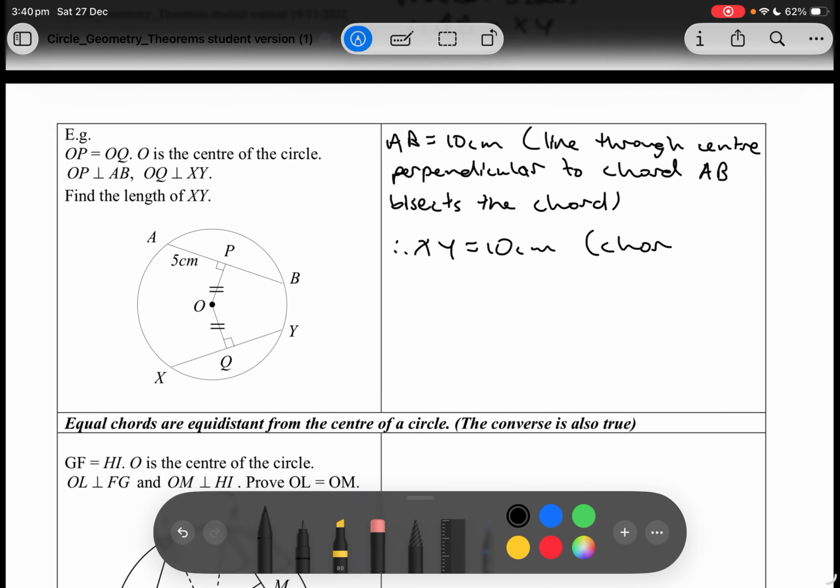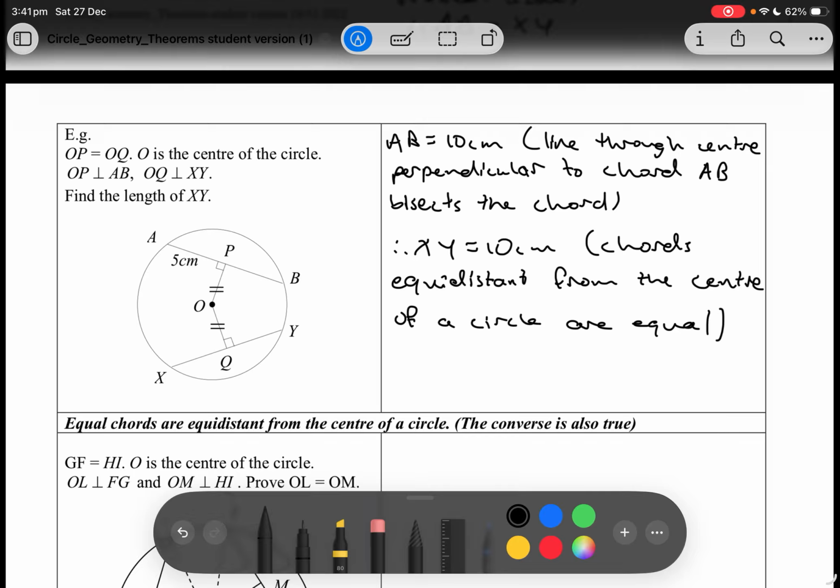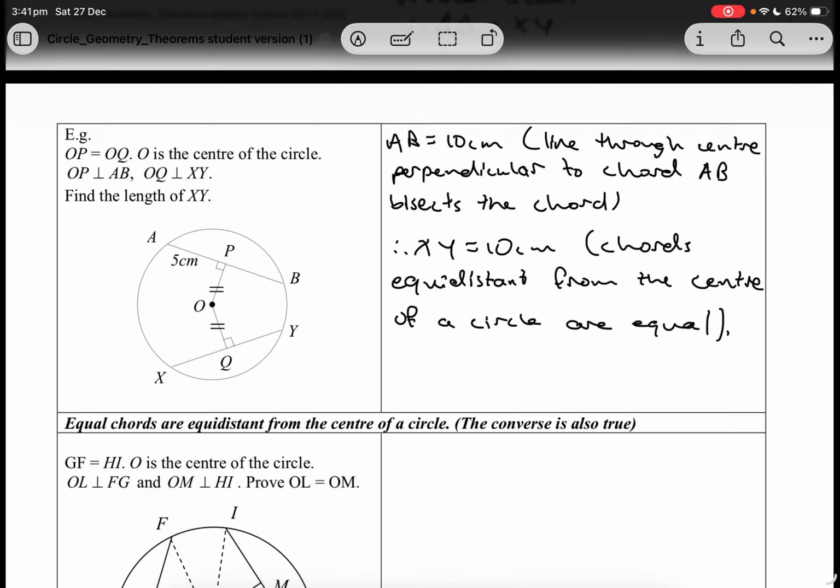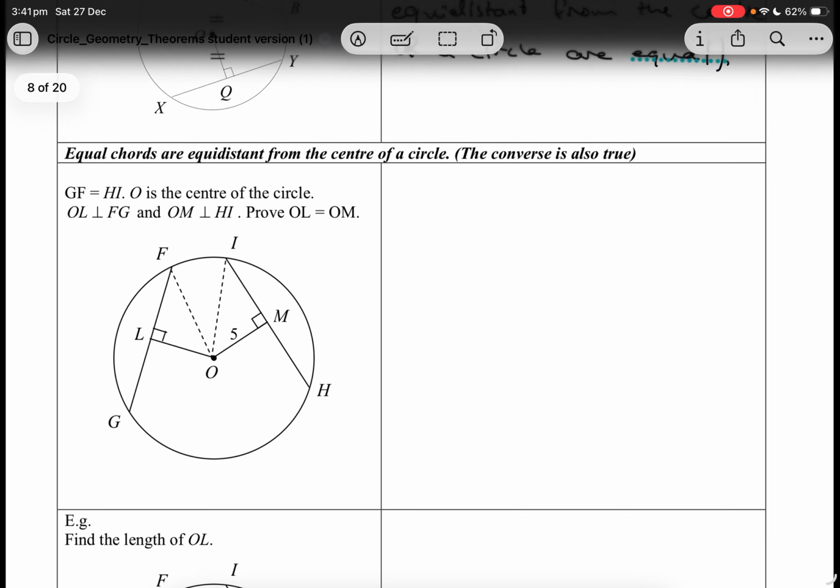So the chords equidistant from the center of a circle are equal. Good, okay, very last one, then we'll wrap up.